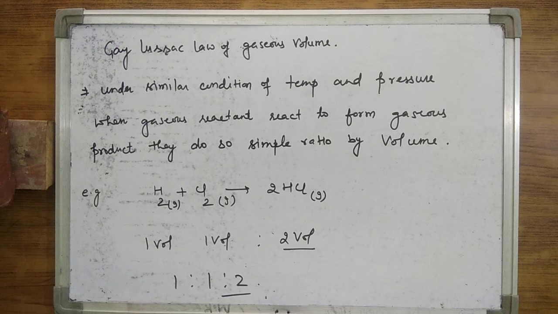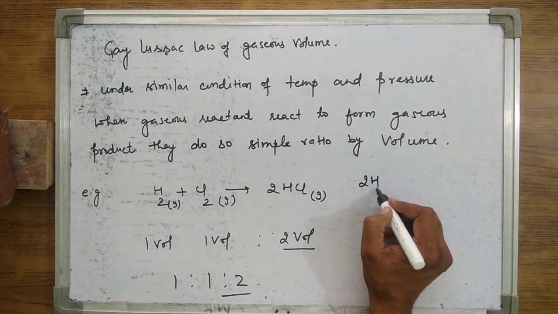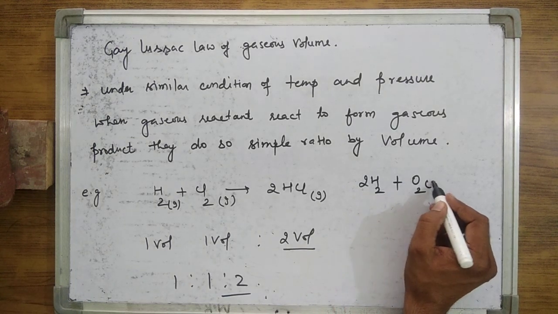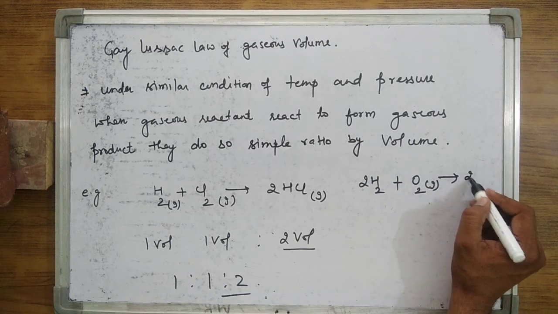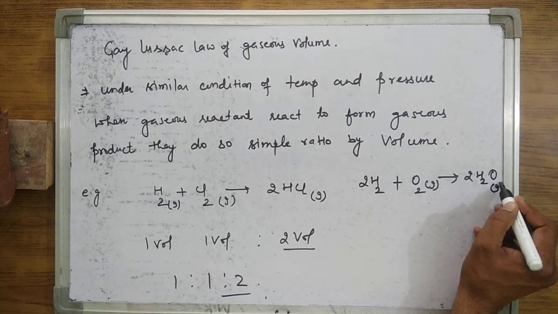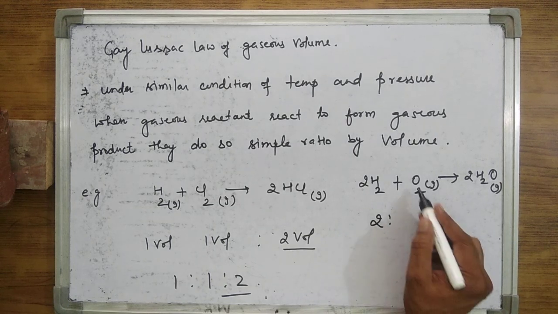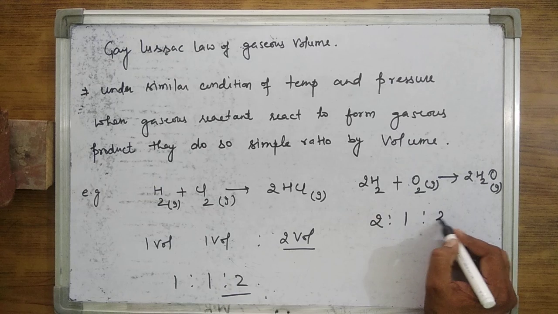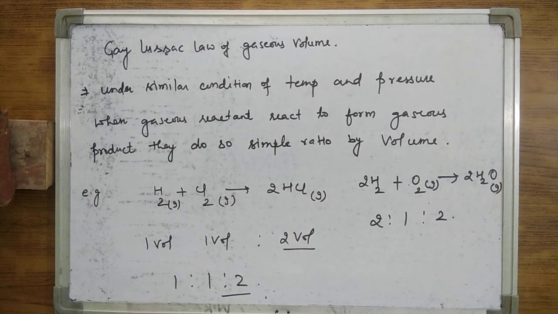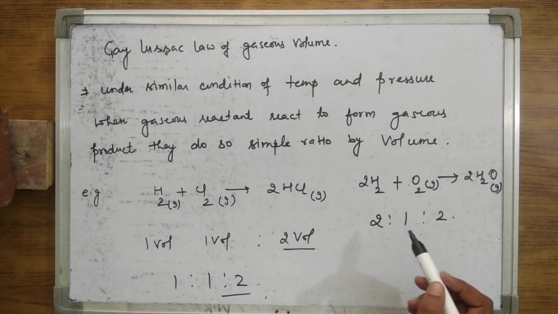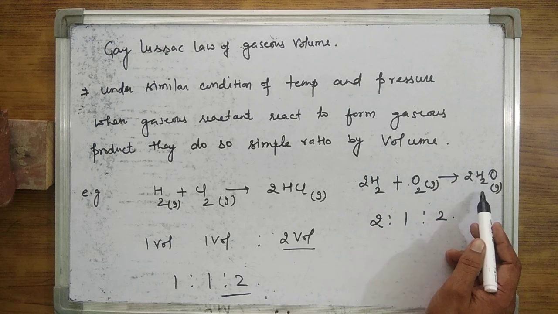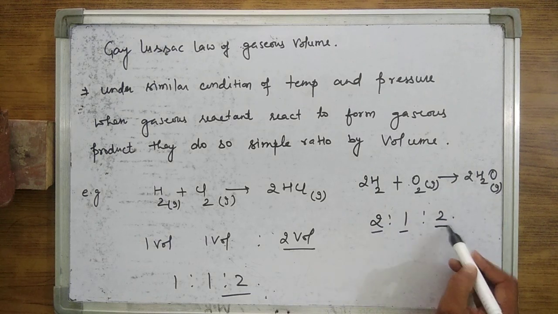Now we take another example. Hydrogen combined with oxygen gas to form water vapor. This is also gaseous. These are also in a simple ratio by volume: 2 volumes, 1 volume and 2 volumes. This again proves the law of gaseous volume. Gay-Lussac's law states that in a chemical reaction, both the reactants and products in the gaseous state combine in a simple ratio by volume.